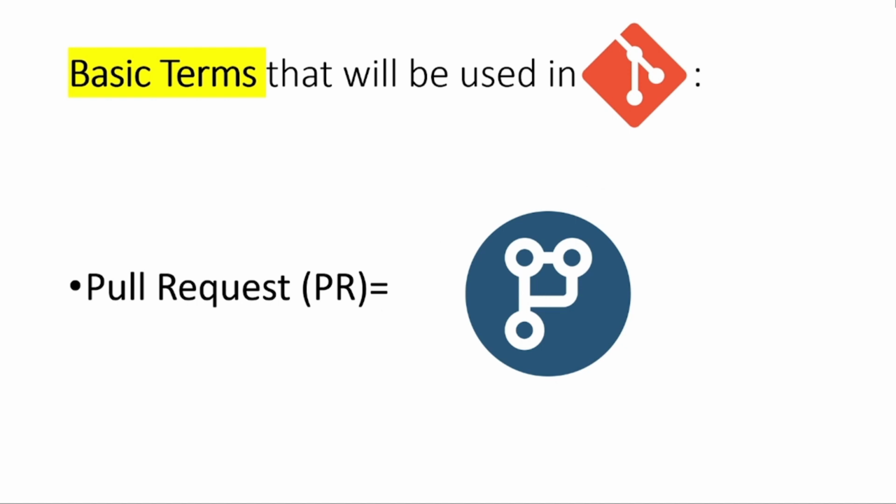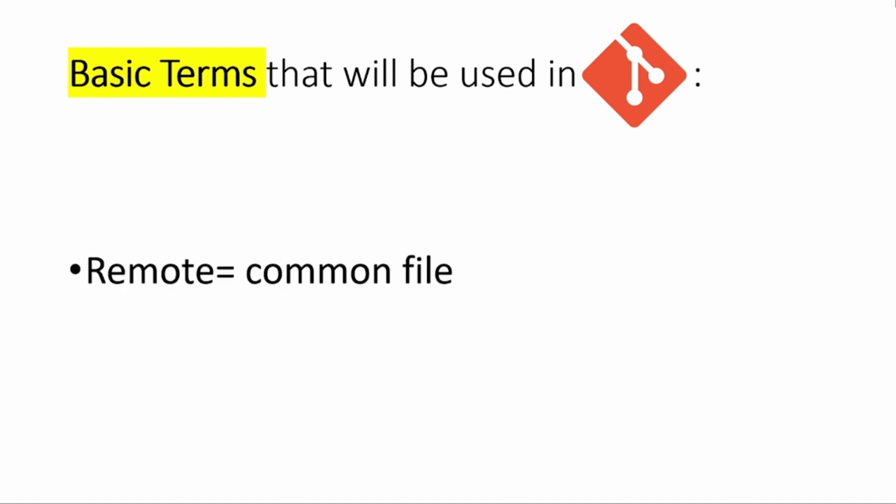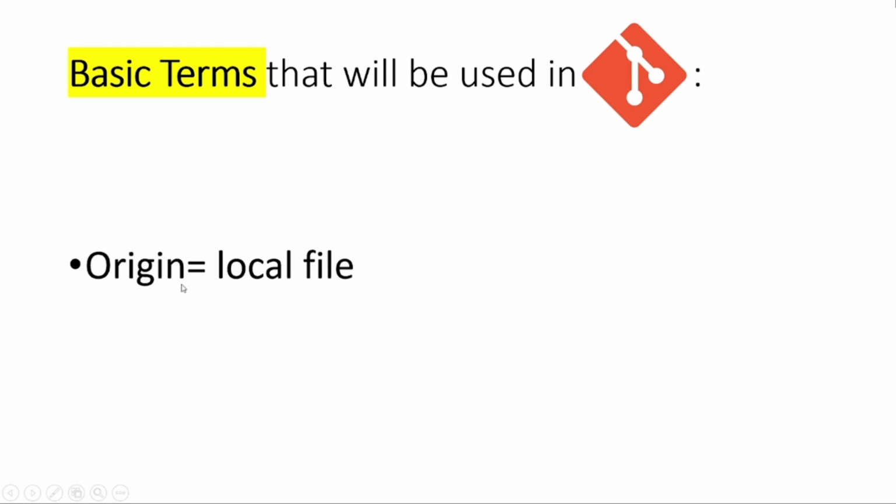So moving on to the next one, we have remote. Now what does remote mean? Remote means a common file that is shared among your team members or the collaborators who are working on the same project. This common file is usually hosted on a platform such as GitHub. Okay, so that's the meaning of remote. Next, the meaning of origin. Origin is basically the local file that is stored in your system.